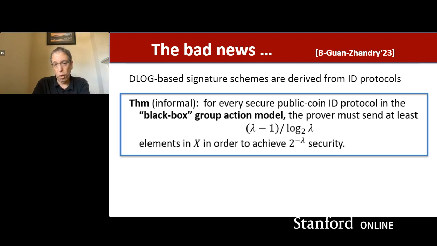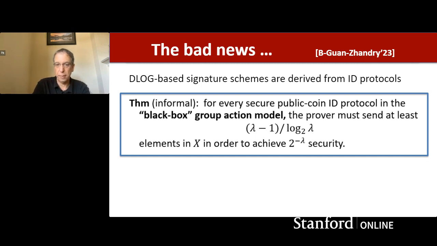What we show is basically that all these discrete log signatures come from what are called identification protocols. We take an identification protocol and we make it non-interactive. And what we show is, if you look at an identification protocol in what's called the black box group action model, which is an abstract group action model, then it must be that the amount of information being exchanged is roughly lambda times log lambda.